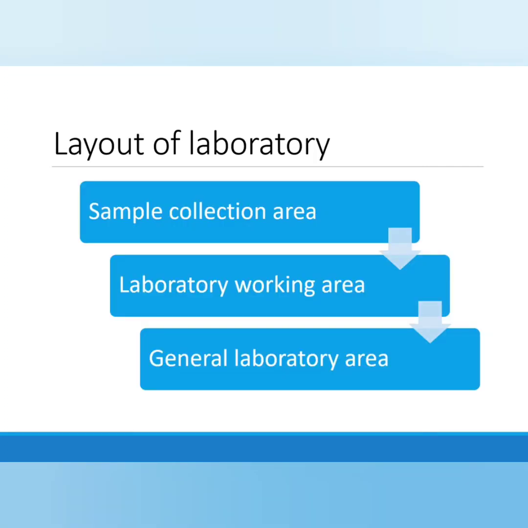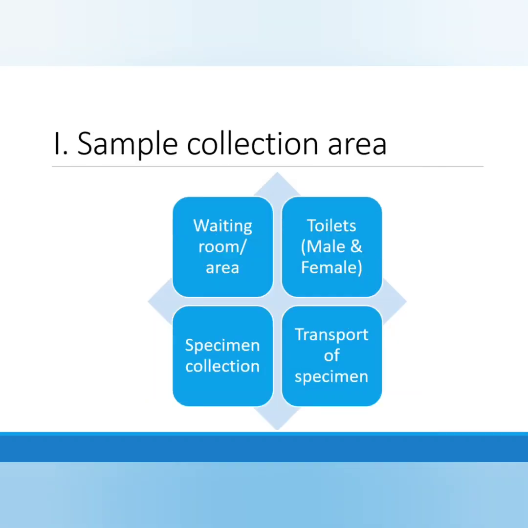The layout of a laboratory. It may be divided into three broad areas: the sample collection area, the main laboratory working area, and the general laboratory area. Each of these areas is further divided into constituent rooms and areas.